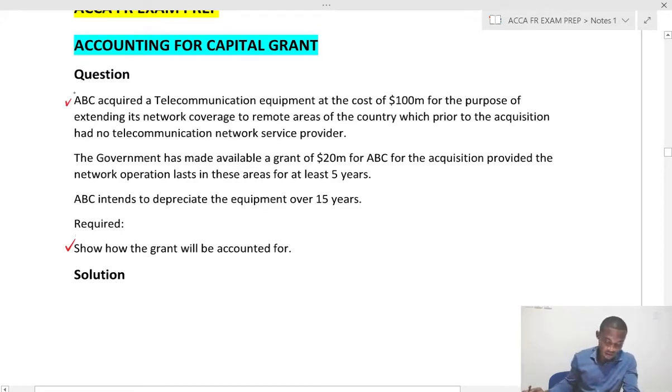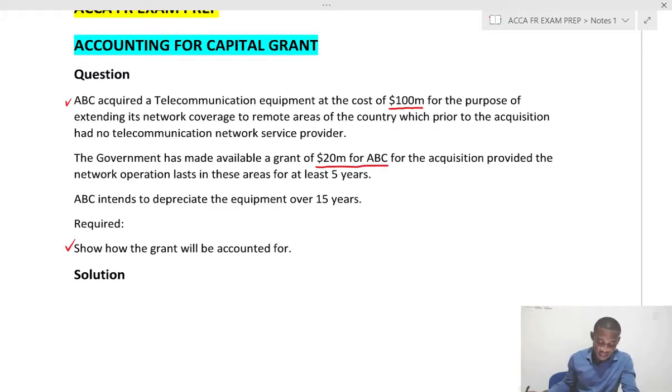ABC acquired a telecommunication equipment at a cost of 100 million for the purpose of extending its network coverage to remote areas of the country which prior to the acquisition had no telecommunication network service provider. The government has made available a grant of 20 million for ABC for the acquisition, provided the network operation lasts in these areas for at least 5 years. ABC intends to depreciate the equipment over 15 years.